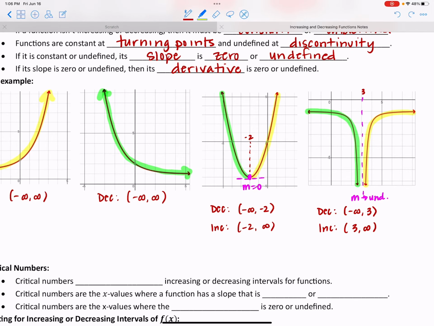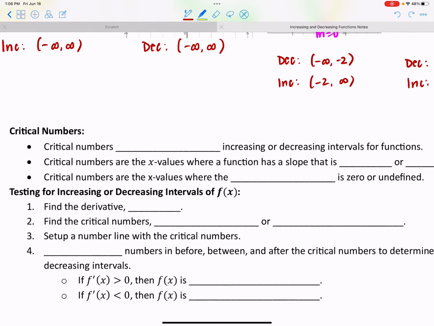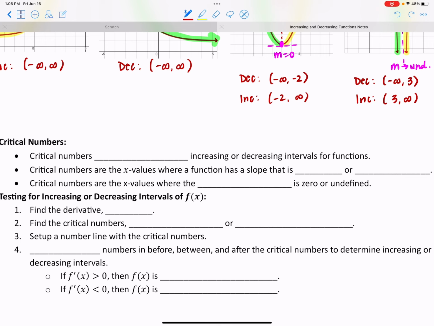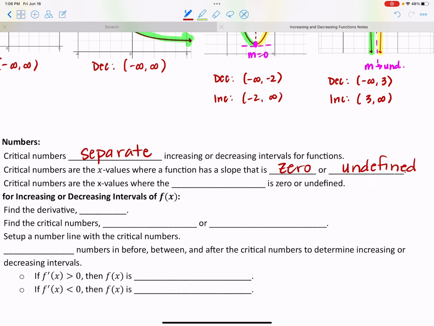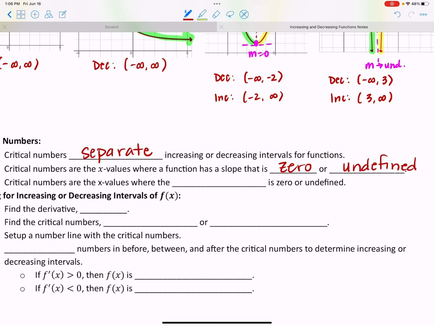And so we're going to call those, again, critical numbers. The critical numbers separate our increasing or decreasing intervals for functions. They are the x values where our function, again, is going to have a slope that is either 0 or undefined. Okay, and again, if our slope is 0 or undefined, that means our derivative is 0 or undefined, because slopes and derivatives are the same thing.